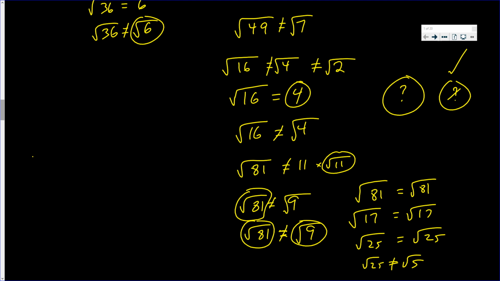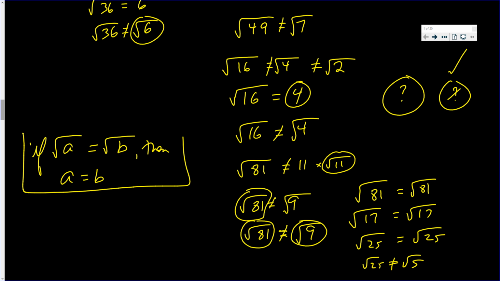We have this simple rule: if the square root of A equals the square root of B, then A equals B. I know this like I know my name. Hopefully then you won't say this, because if the square root of this equals the square root of that, then this and that have to be equal. 25 doesn't equal 5. Okay, they're not equal. This completes the video on powers and roots of fractions.